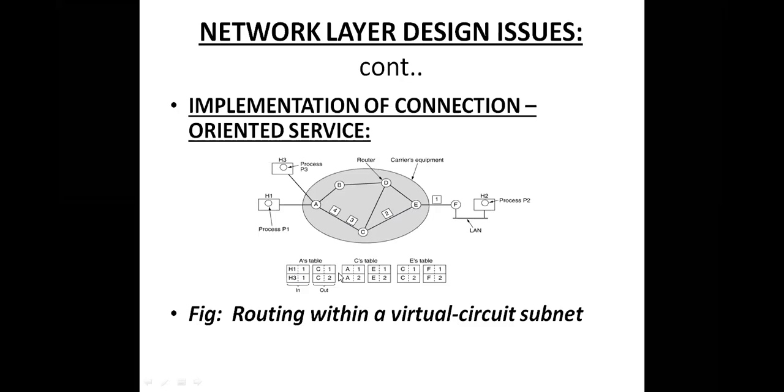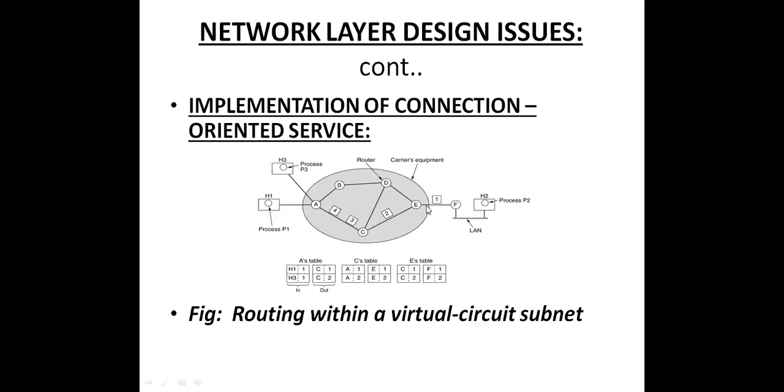What about the second line? This is another connection. Now H3 is willing to transfer information to H2. Again, we require a new connection. What is the connection number? 2. From H3 to A and A to C. After that, C takes the information from A and forwards it to E. The circuit number is now 2.